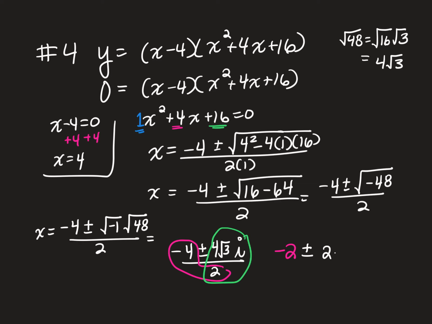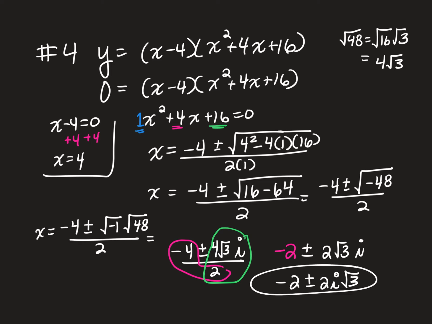Now, I personally don't like writing it with the i at the end because sometimes it can look like the i is underneath the radical, and we don't want that. So I always end up writing this as 2i radical 3, the i out in front, and that way we don't make any careless mistakes. Okay, good job.